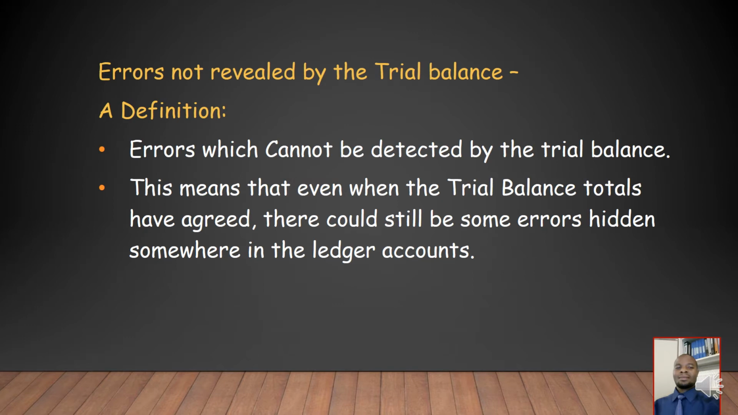So what are errors not revealed by the trial balance? Errors not revealed by the trial balance are those errors which cannot be detected by the trial balance. What this simply means is that even when the trial balance totals have agreed, there could still be some errors hidden somewhere in the ledger accounts. Therefore, a trial balance that has balanced should not be taken as gospel truth by an accountant, because a review of the entries and the arithmetic in the ledger accounts may actually disclose errors that could not be detected by the trial balance.